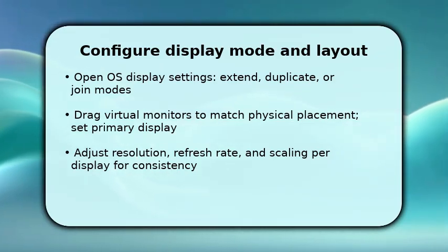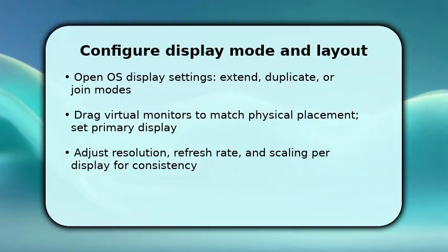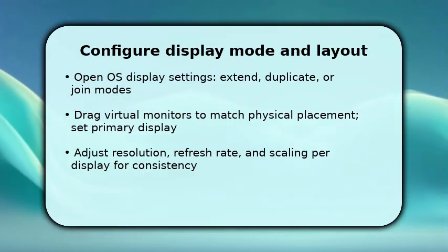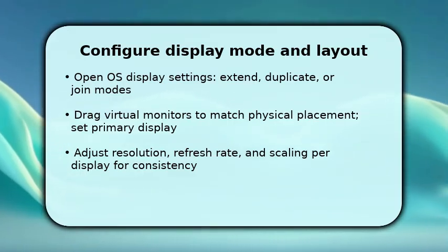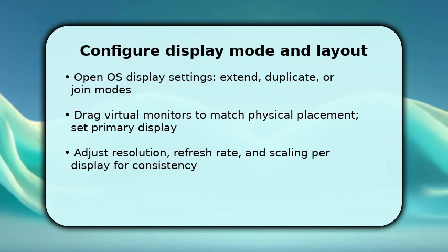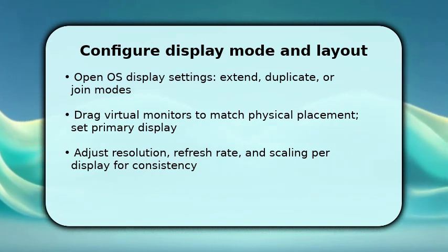Make one display primary so taskbars and menus appear predictably. Then match resolutions and scaling settings. If mismatched, use logical scaling to keep UI sizes consistent. Once set, test by dragging a window across both screens to confirm continuity.